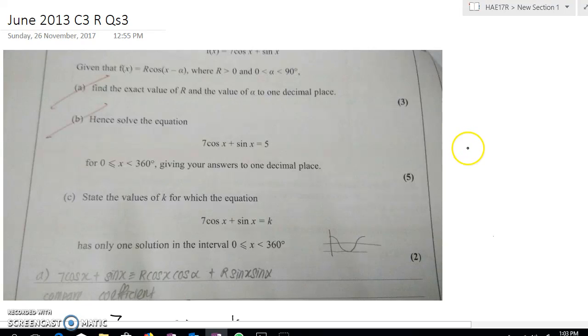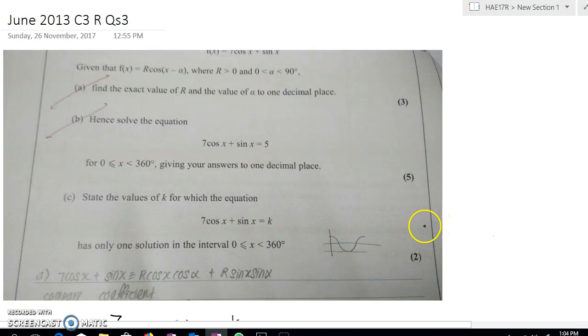Today I want to discuss question 3 of June 2013, C3R. The most important part I wanted to discuss on this question is part C, because the earlier two, part A and B, are quite standard. You see this type of question in your textbook. If you have revised enough of textbook work, A and B should not be a problem at all. Part C may be a bit different, but also something you've learned before, except that it's unexpected: finding the number of solutions in an equation.